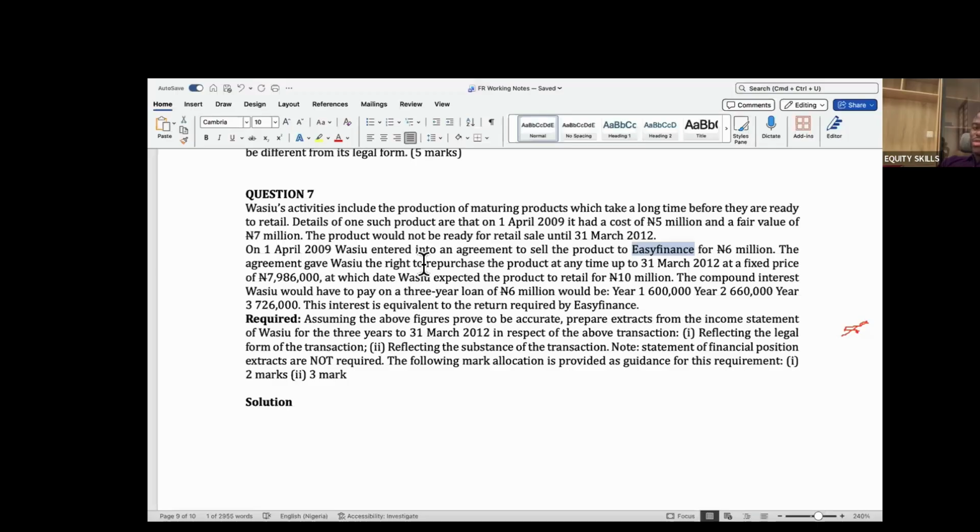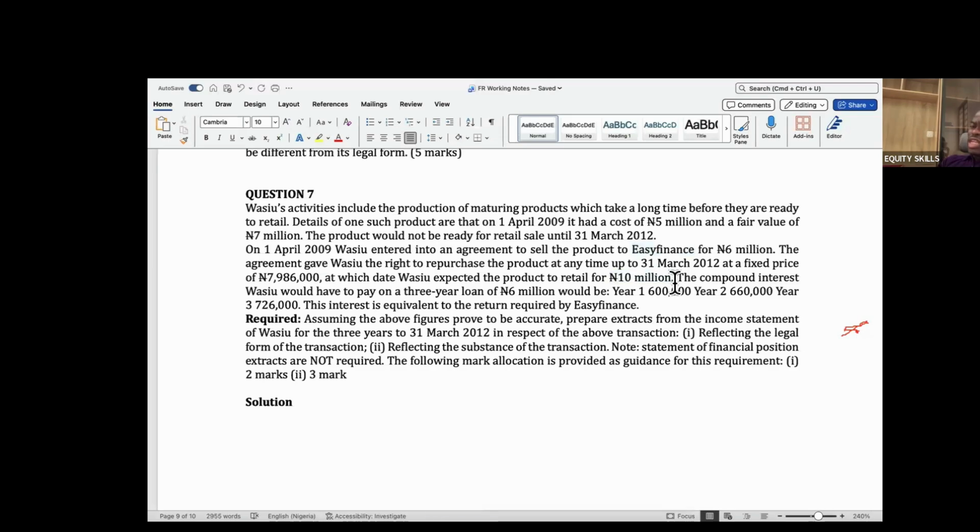Now, say the agreement gave Wasiu the right to repurchase the product at any time up to 31st March 2012 at a fixed price of 7.9 million. So Wasiu can buy the product back, the product that did not even go to Easy Finance. But anyways, he can buy it back at 7.9, which means that Wasiu would pay 7.9 at any time up to when the product is ready, at which date Wasiu is expected to be able to sell the product for 10 million.